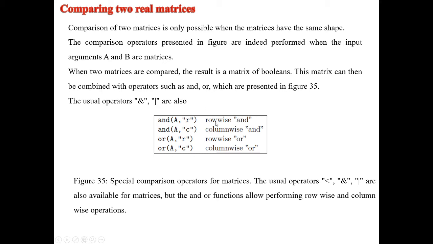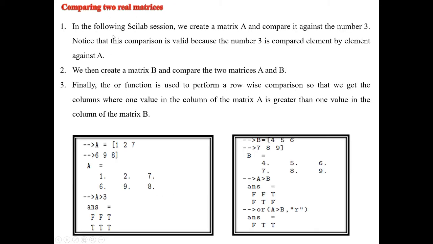Comparing two real matrices. How can you compare two matrices? Either you can compare row wise or column wise, or you can use both the ways, right? When your two matrices have been compared, the result is a matrix of booleans. So here you can see the example.